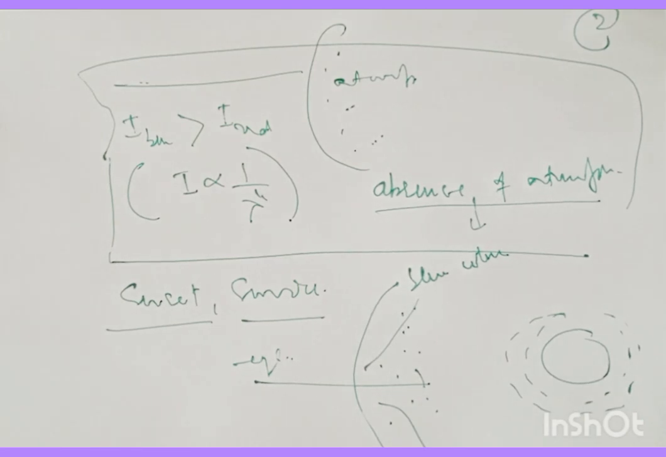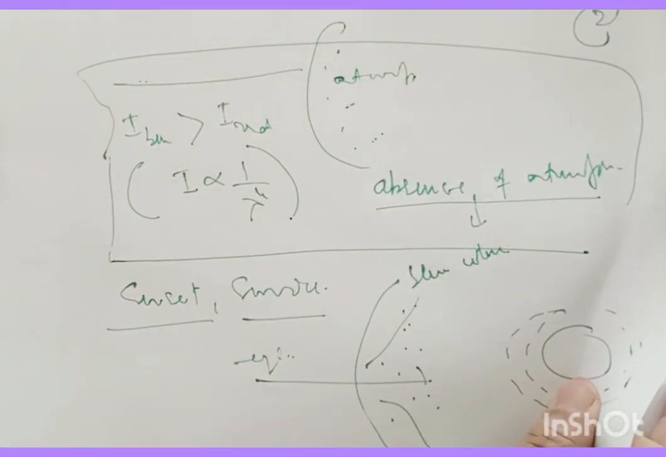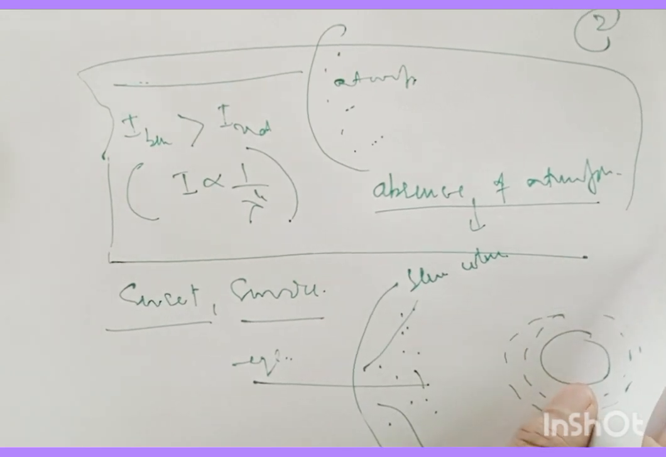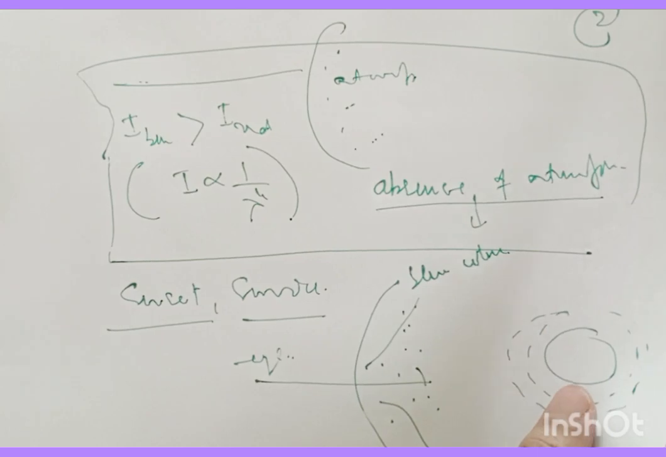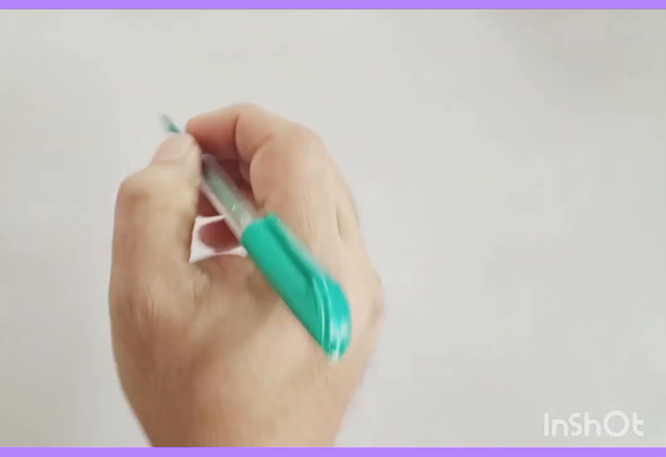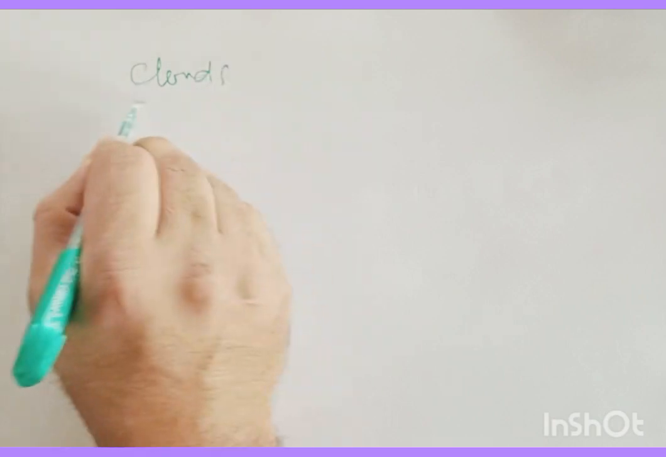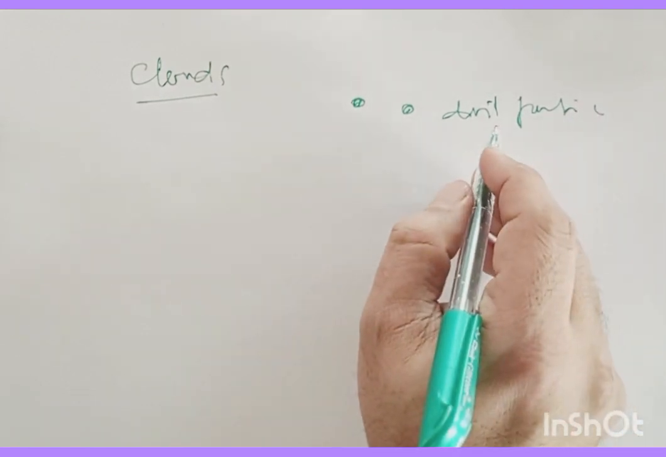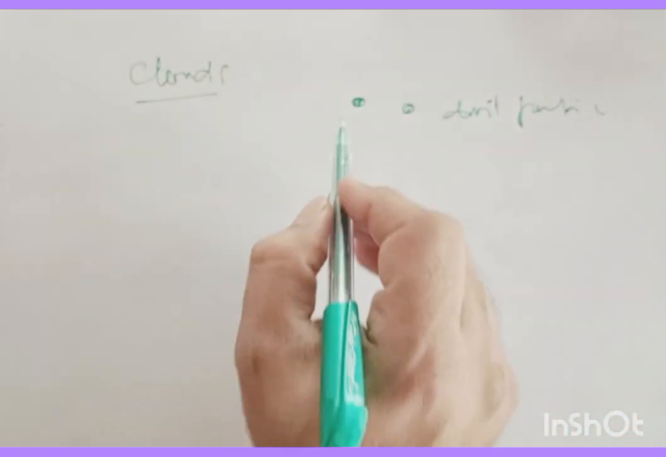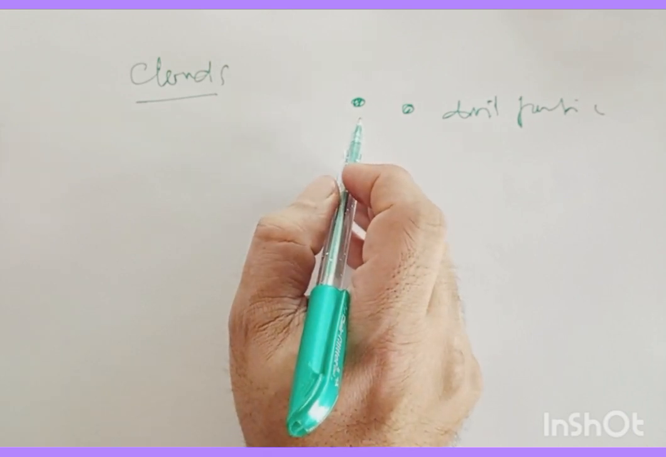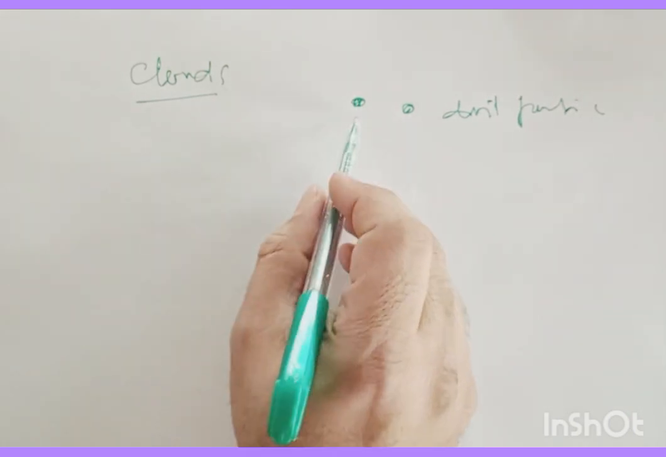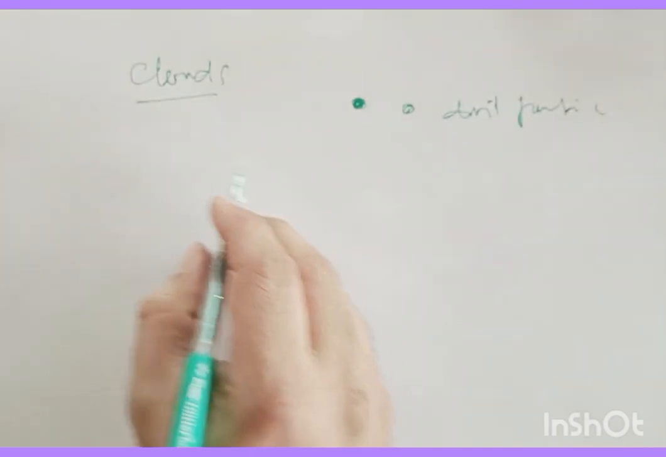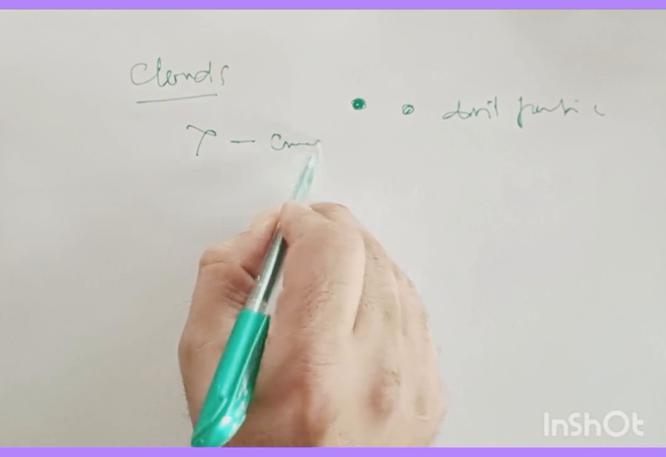Now, what about clouds? The clouds are made of particles, and they may contain some dust particles and water droplets. So talking about clouds here, these clouds are made of dust particles, or they can be water droplets, and their size is very large as compared to the wavelength of the incident light from the sun. So their size is large as compared to the lambda that's coming from the sun.